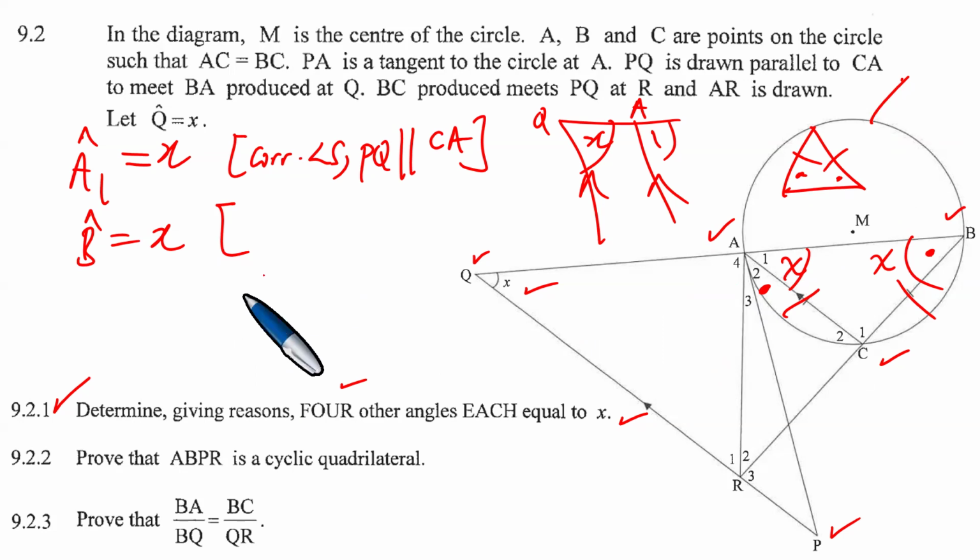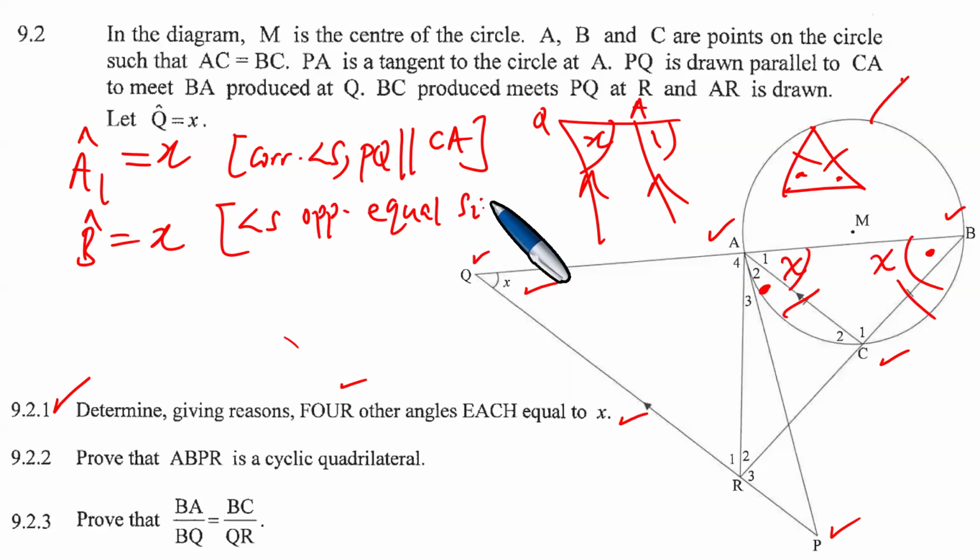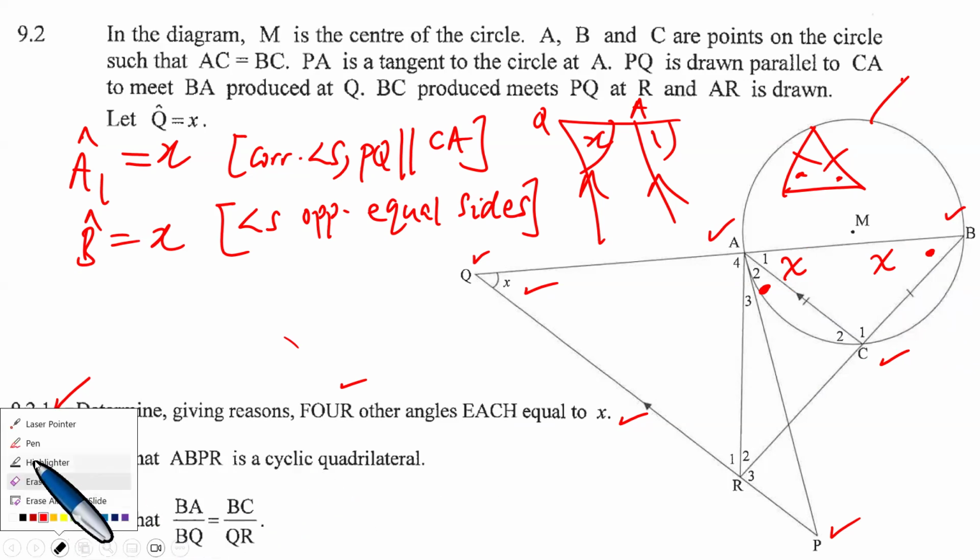Why is that the case? Angles opposite equal sides. Because these sides are equal to each other, the angles are also equal to each other. Okay, good. So we have that angle B equals X.